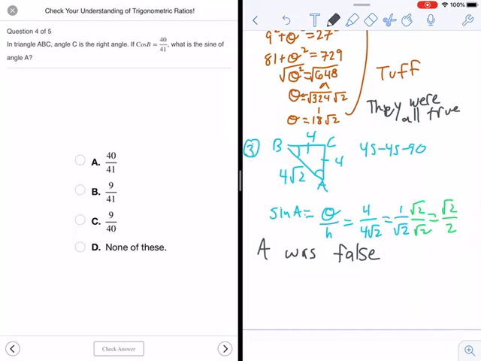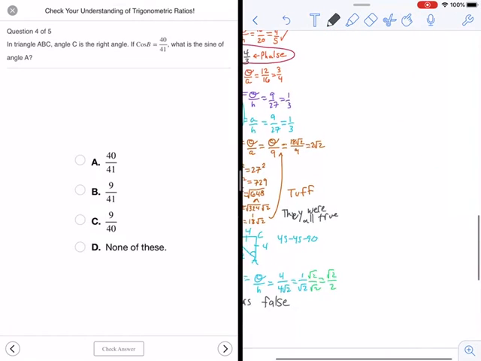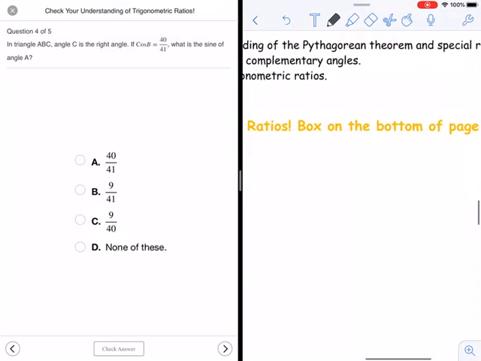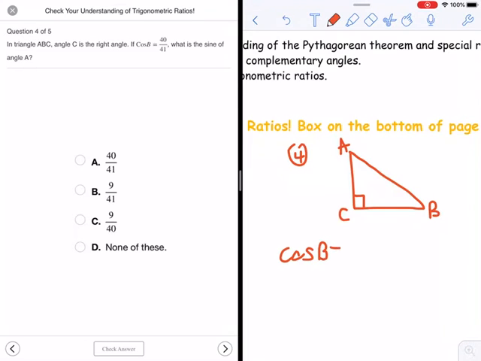Alright, in triangle ABC, angle C is the right angle. Alright, so let's just draw this one really fast. This is number 4. So our pictures never have to be that beautiful. It just says we have some triangle and C is the right angle. Cosine of B, so this is a really good problem. Cosine of B is 40 over 41. So realize that this cosine is adjacent over hypotenuse. So with respects to angle B, that means 40 is the adjacent side, hypotenuse is 41.